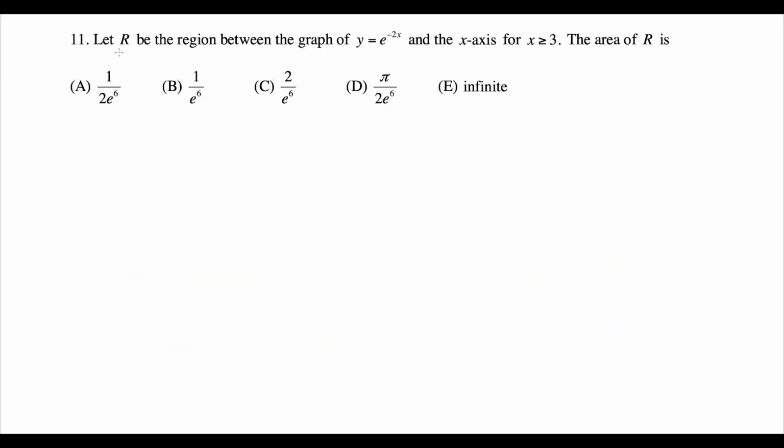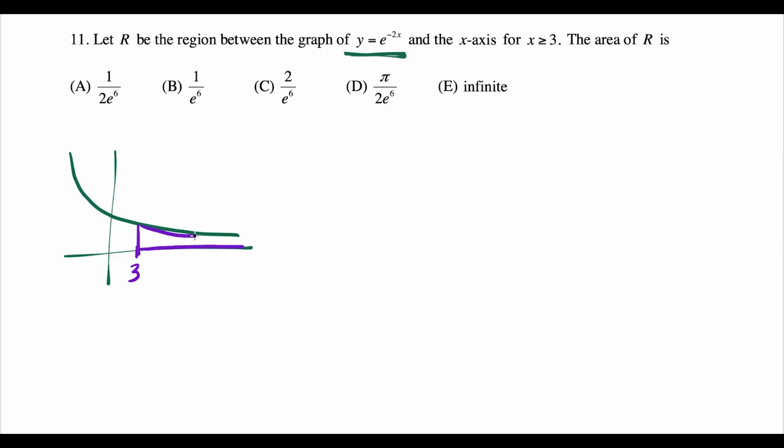So this is a real nice question. We have R is the region between y equals e to the negative 2x, the x-axis, for x greater than or equal to 3. So I would just sketch this out. When you have y equals e to the x, it goes like this. But when you have y equals e to the negative x, or in this case y equals e to the negative 2x, that's just going to be a curve that looks like this. And we're looking at the region where x is greater than 3, and we're between the curve and the x-axis.